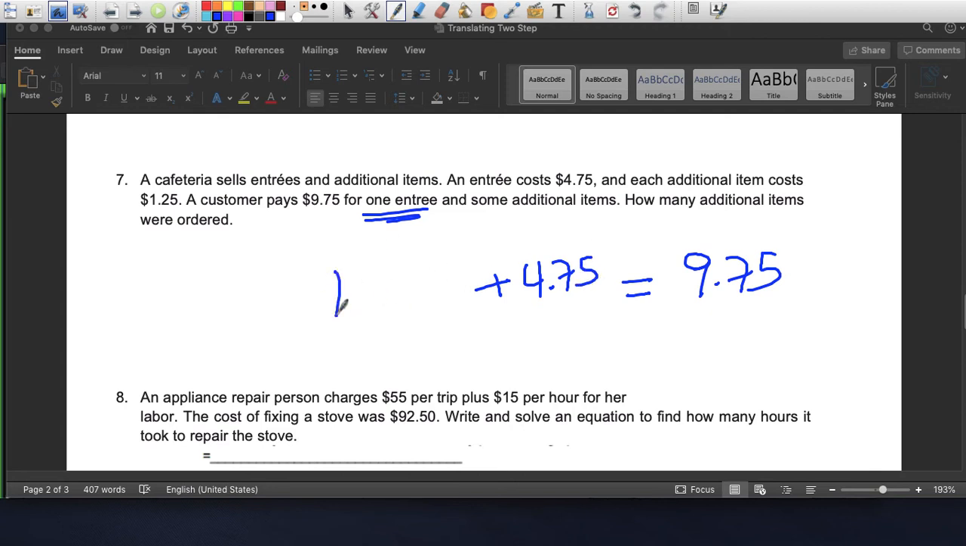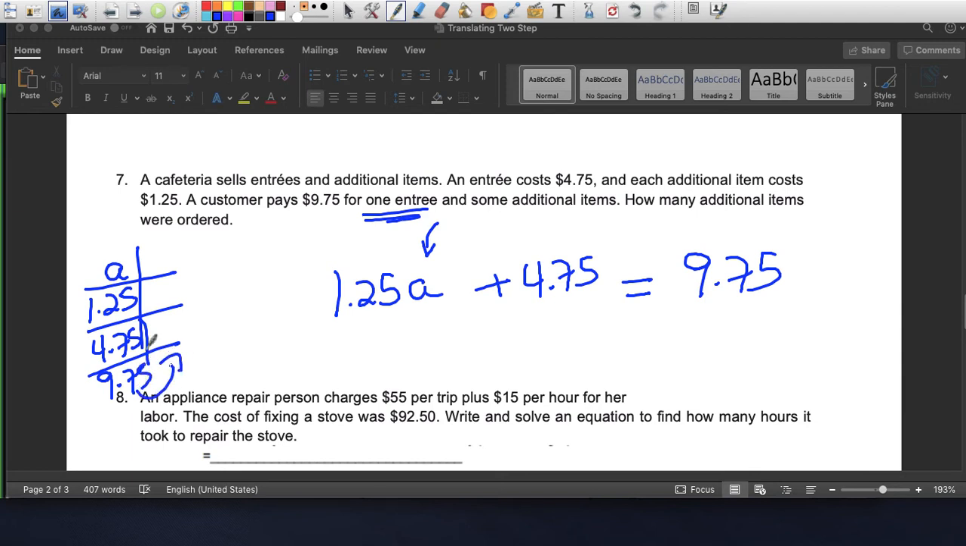Well, I know that each side thing is $1.25. And 1.25 times, let's call them A for additional. So how many of these additional items were you able to purchase? Because your total was $9.75, right? So here's my variable A. It's being multiplied by 1.25, add 4.75, and then 9.75. Going backwards, so this was times and this was plus. We minus 4.75 and then divide by 1.25.